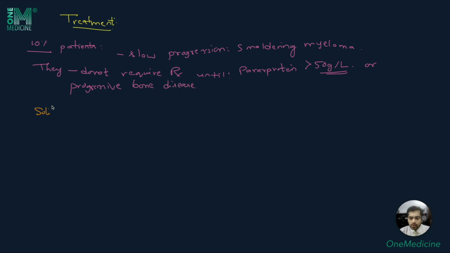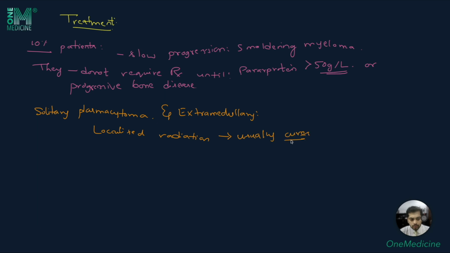In cases with solitary plasmacytoma and extramedullary cases, localized radiation usually cures the disease. Supportive care includes medication for hypercalcemia, early detection and treatment of infections.